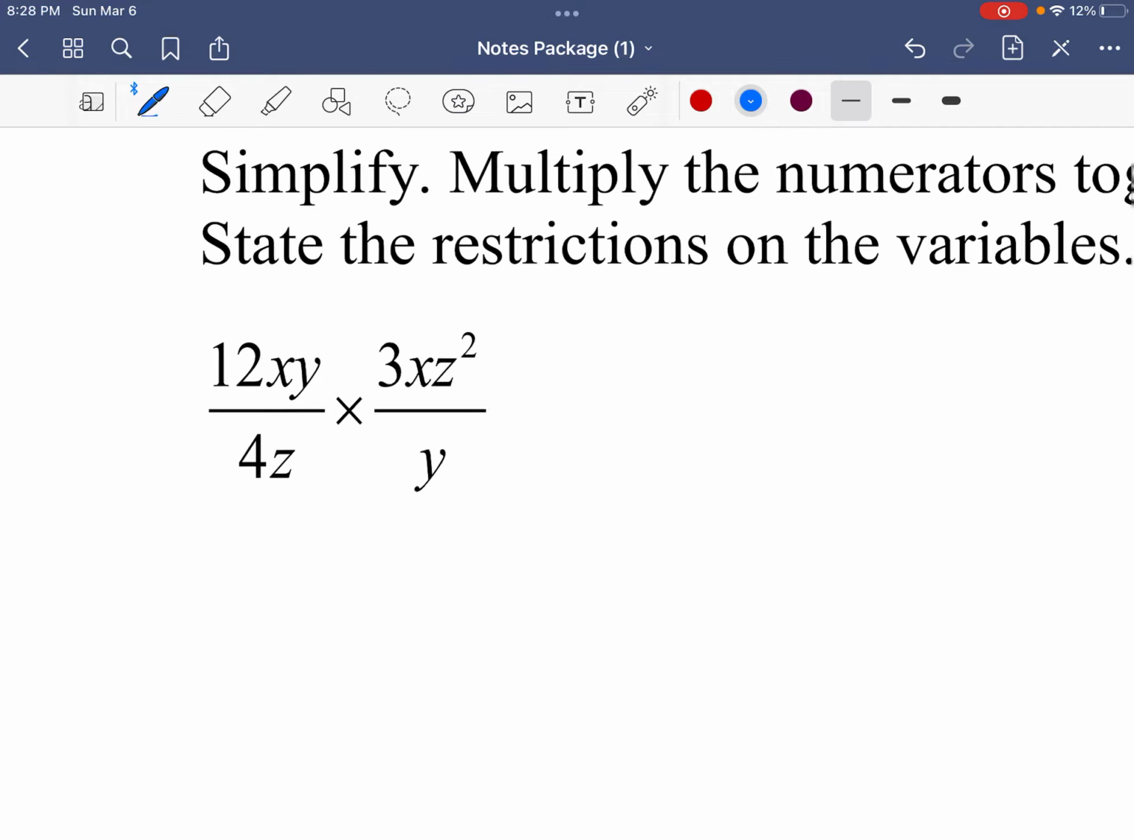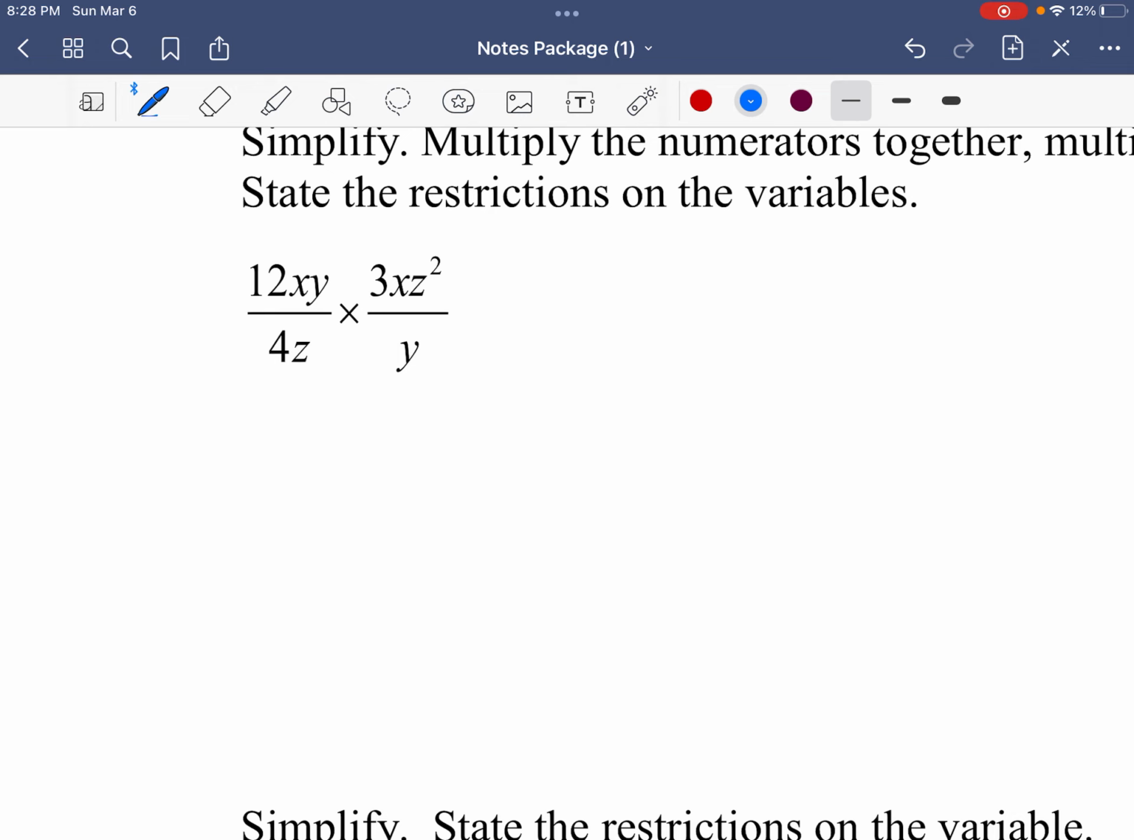State the restrictions on the variables. So here, we're going to multiply the numerators, and we're going to multiply the denominators. So 12 times 3 is going to be 36. x and x gives us x squared, y, z squared, divided by 4yz. And now we have to reduce.